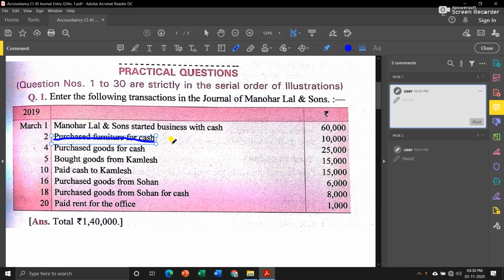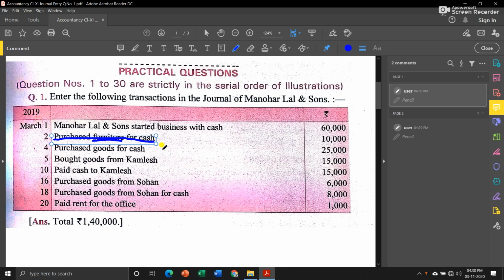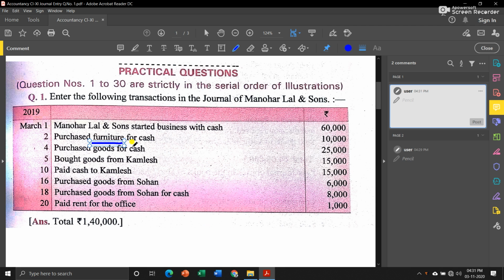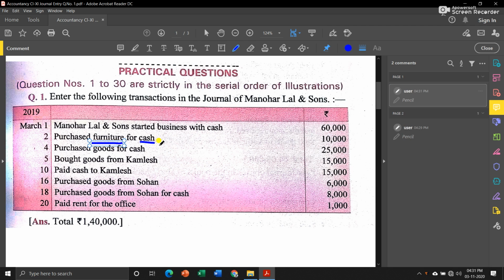Now in this transaction we have two accounts. First is furniture, because yes, in previous session we have discussed that apart from any goods that is purchased for reselling purpose, we cannot use purchases account. If asset is a fixed asset like furniture, land, building, we have to write its own name, so we will write furniture account, and furniture account is nothing but our real account. And another account involved is cash account. Cash account is also a real account.